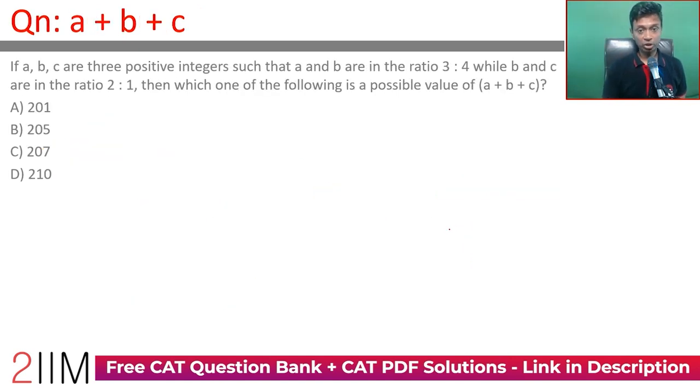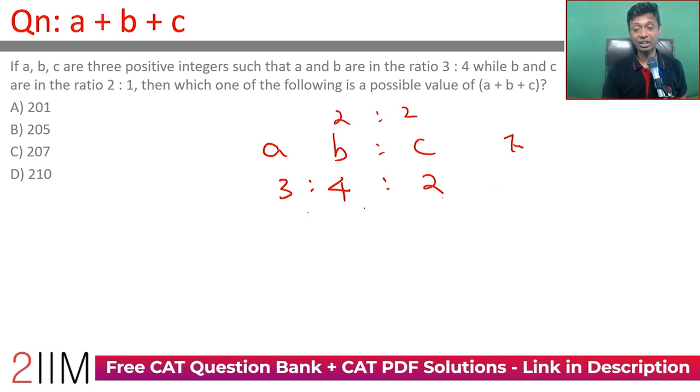A, B, C are three positive integers such that A and B are in the ratio 3:4. A is to B, 3:4. We're dealing with positive integers. That makes life very simple. B and C are in the ratio 2:1. B is to C is 2:1, or it is 3:4:2. 2:1 is nothing but 4:2. They're positive integers. Then there could be 3n, 4n, and 2n. If you add everything up, the total is 9 times n.